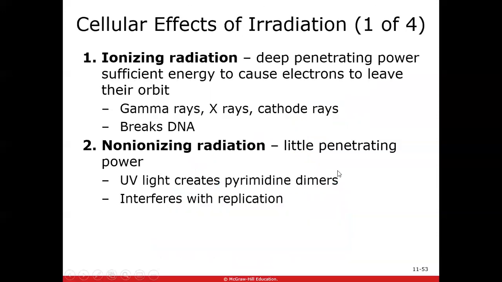So ionizing radiation has deep penetrating power. It has sufficient energy to cause electrons to leave their orbit. So ionizing radiation has deep penetrating power and it ends up breaking DNA. Non-ionizing radiation has little penetrating power. So UV light creates pyrimidine dimers, which means it interferes with replication.